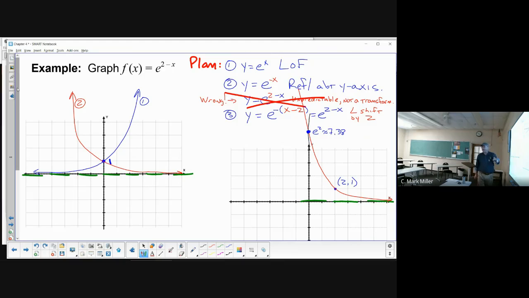So that is our graph. It has the same horizontal asymptote, because when you shift to the right, you just shift along that asymptote. Any questions?